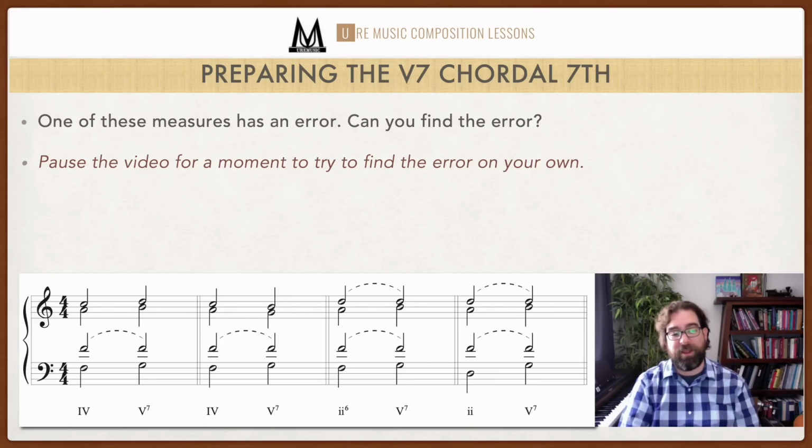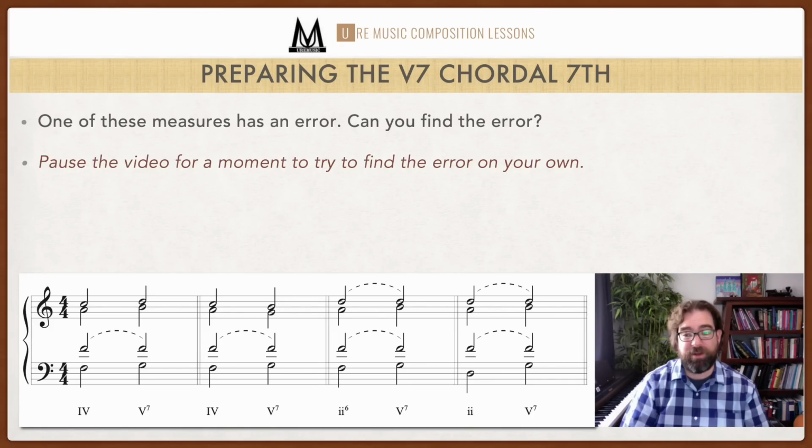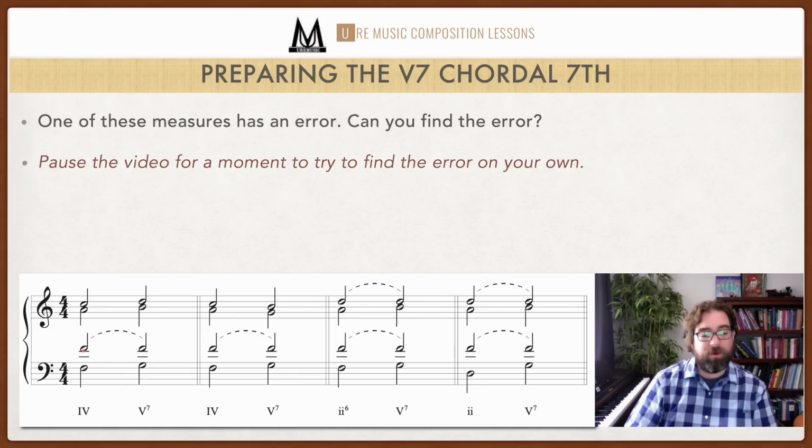So one of these measures has an error in it. Can you find the error? All of these measures are doing something correct. Let's start with that. The 4 chord is moving to the 5/7 and it's maintaining the common tone. So again, the bass of the 4 chord is being held over. The third of the 2/6 chord is being held over. And then here, the third of the 2 chord is also being held over. But since the 2 chord actually has 2 common tones with the 5/7, you can hold over both the F and the D. So you always want to maintain these common tones when you can.